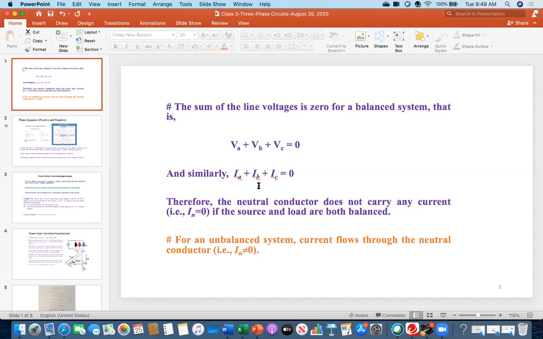So similarly, for the three line currents or three-phase currents, their sum, in this case the vector sum, the phasor sum, should be zero. Keep in mind, phasor sum, not the magnitude only, together with the angle. So if IA plus IB plus IC equals 0, then the neutral conductor does not carry any current. That is, IN is 0 if the source and load are both balanced. But for an unbalanced system, current flows through the neutral conductor. That is, IN is not equal to 0.